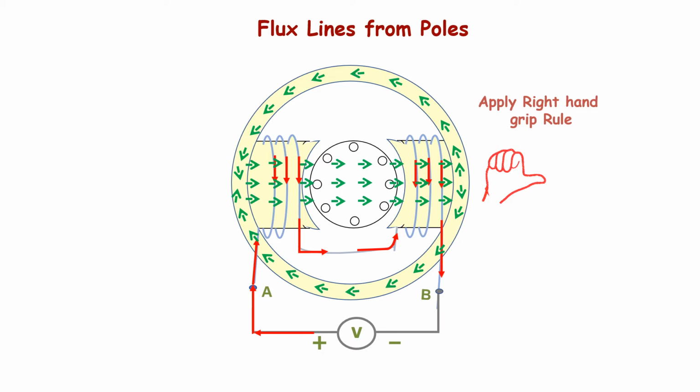Observe now, from the first field coil, the flux lines are coming out. So the field pole through which the field lines are coming out will be formed as the north pole. The second field pole is a south pole because flux lines are entering into the face of this field pole.